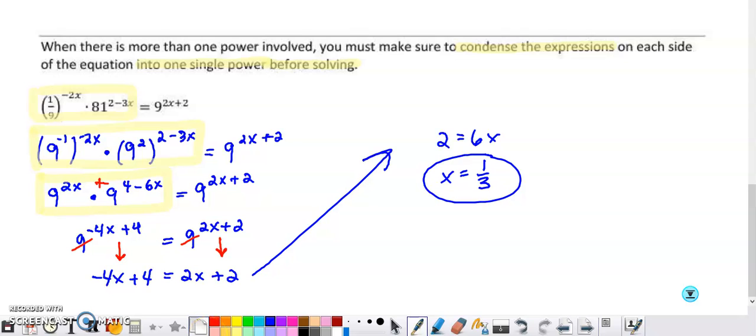If you're ever interested in checking your work, just like any other problem, take the answer you got, go back to the very beginning, plug it in everywhere you see an X, and you can use a calculator to help you with the order of operations, but just see if you get the same answer on both sides.